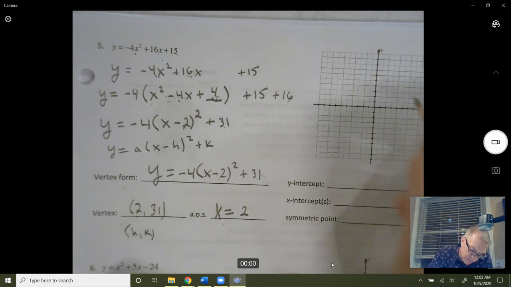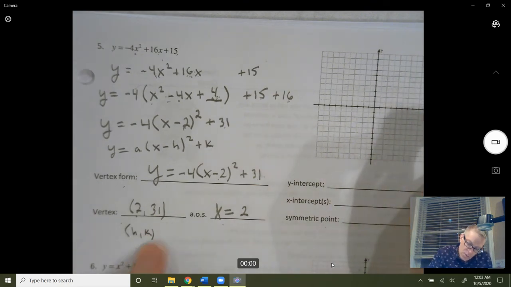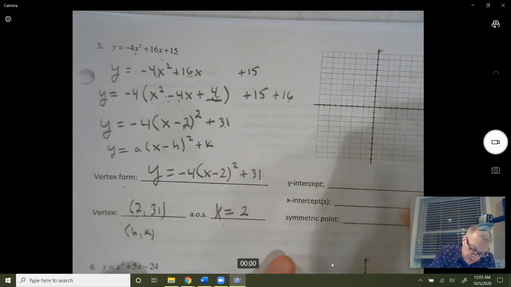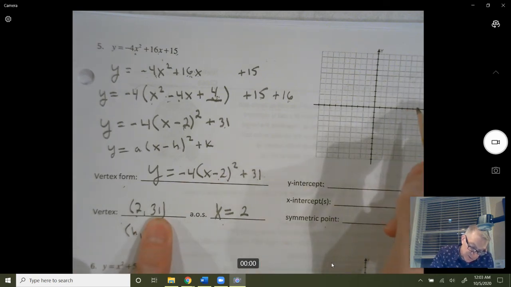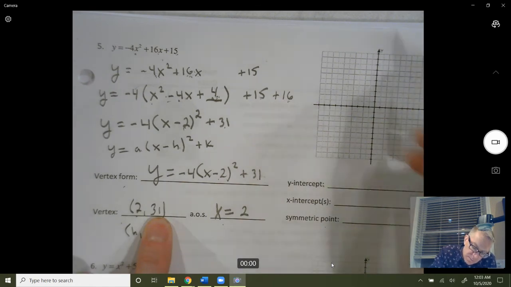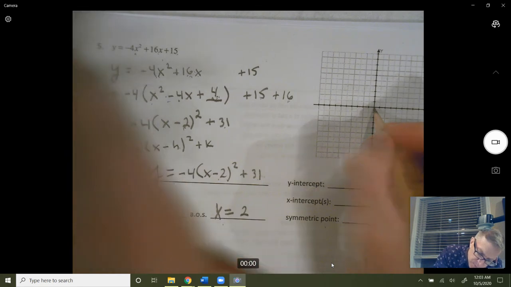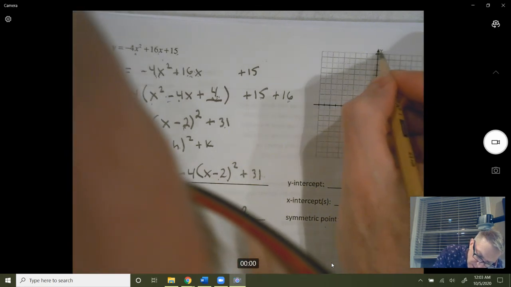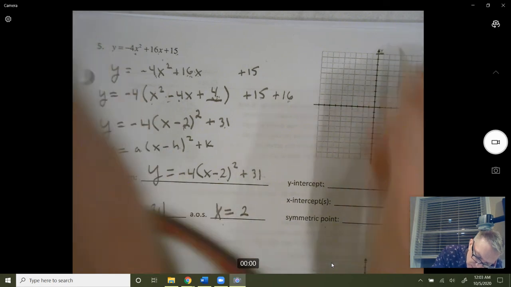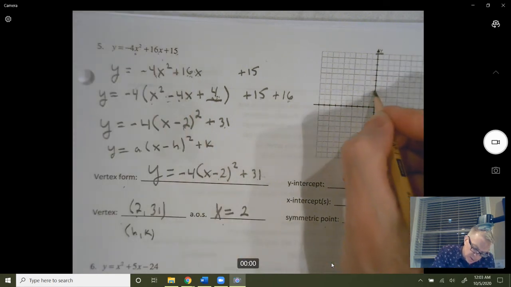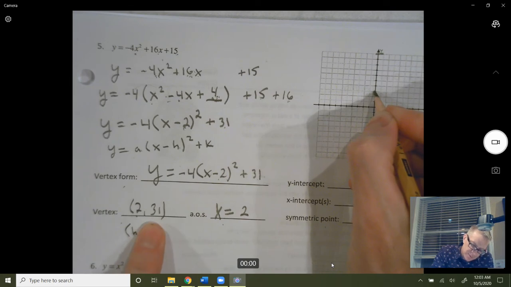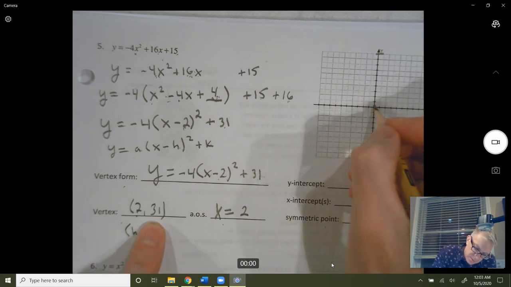Okay, now let's graph this. Okay, so our vertex is 2, 31. How do we want to do this? The vertex is really high up there. So let's make this go up by, we could just make that. Let's do this. Let's do every 4 is going to be, to get up to 30. So go up by 3s. Let's just go up by 3s.